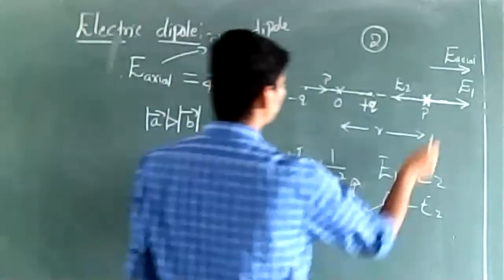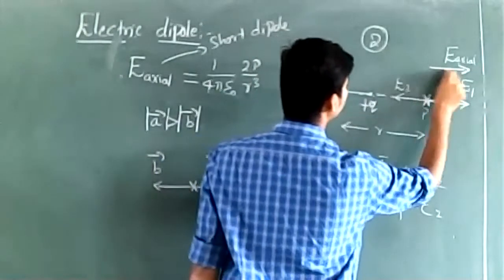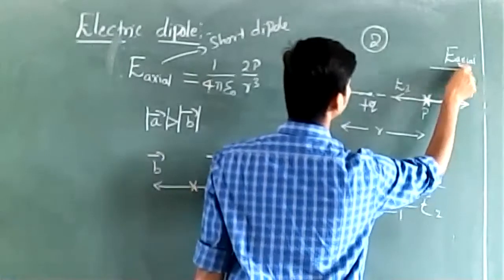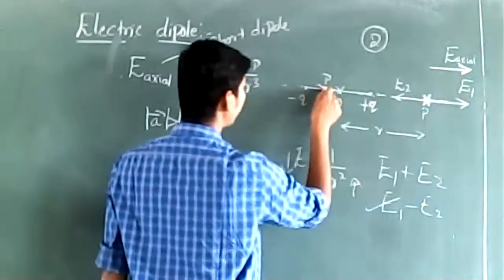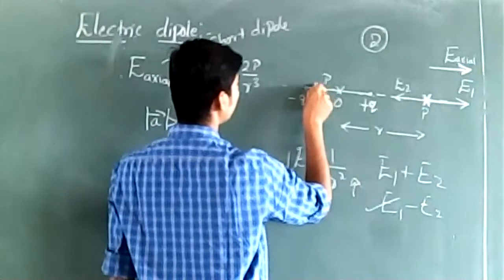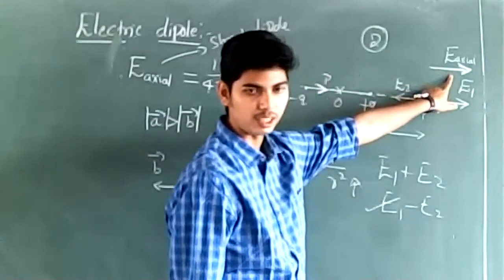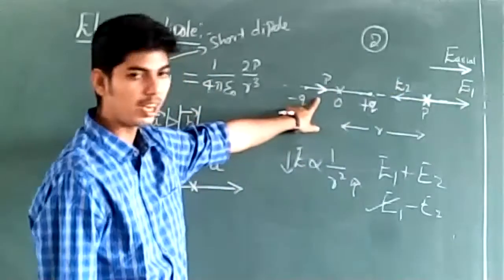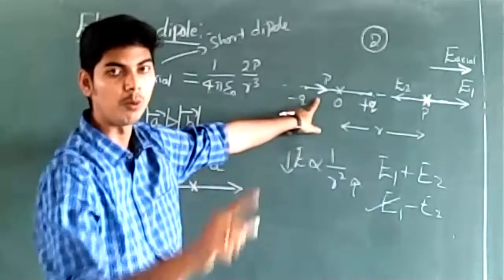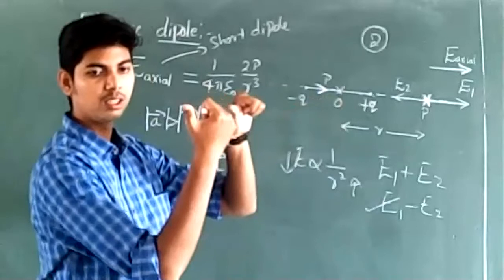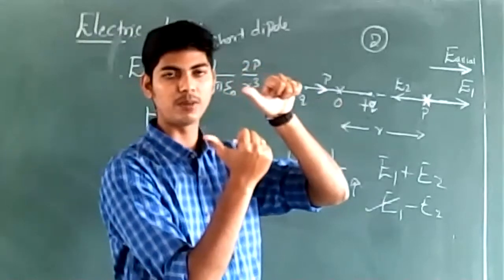Now look at the direction of the resultant electric field at a point on the axial line of the dipole, and look at the direction of the electric dipole moment. They both are in the same direction, they both are acting in the same direction.